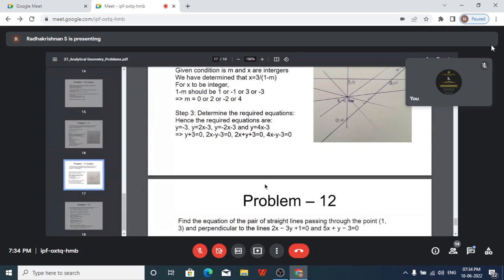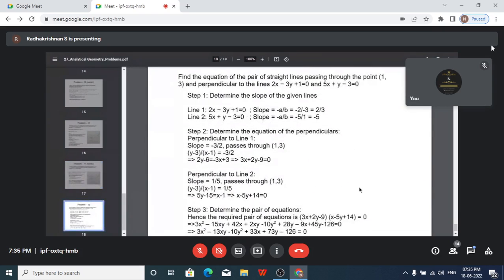So I'll show the solution. Line 1 is 2x minus 3y plus 1 equal to 0, so the slope is 2/3. Line 2 is 5x plus y minus 3 equal to 0, and the other slope is -5. So determine the equation of the perpendiculars. Perpendicular to line 1, the slope is -3/2 and it passes through 1, 3, and the equation is 3x plus 2y minus 9 equal to 0.